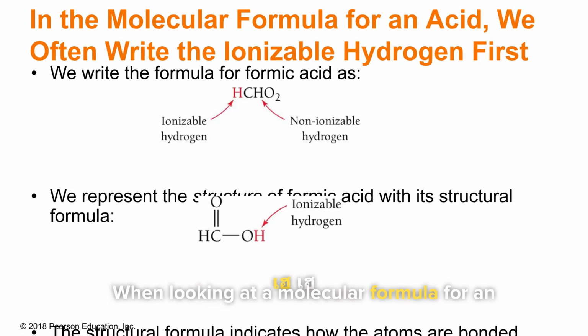When looking at a molecular formula for an acid, we often write the ionizable hydrogen first. This differentiates it from non-ionizable hydrogen atoms. Structural formulas help us see exactly how these atoms are bonded.